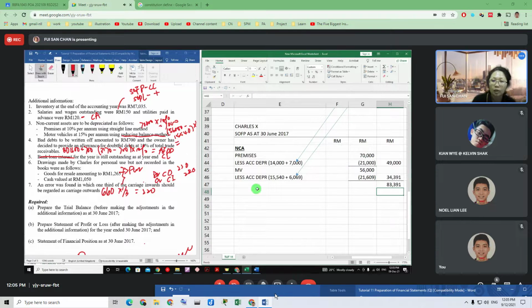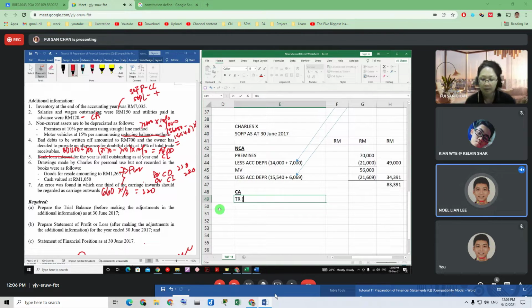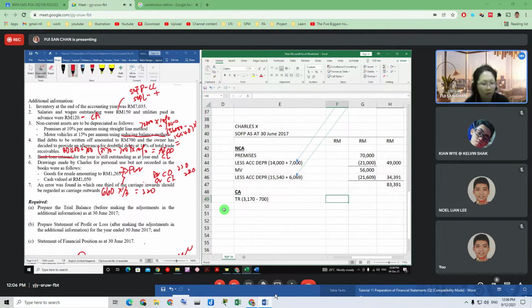Right, so then we move on to current assets. Correct? Now, current asset, what item do you put? Give me your trade receivable answer. Okay, trade receivable. Now, do you need to make adjustment? Remember I showed you here. Yes, minus bad debts. So how much is your trade receivable left? Then we have to deduct allowance for doubtful debts, which we have calculated. How much is this?